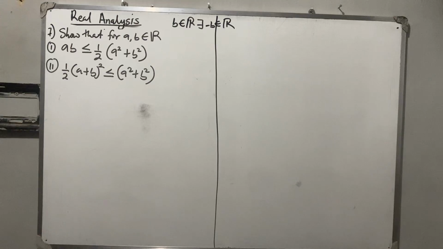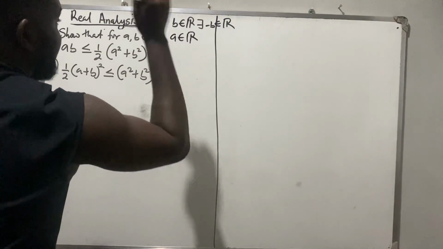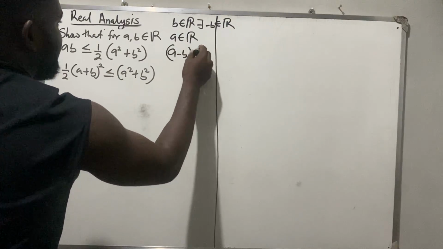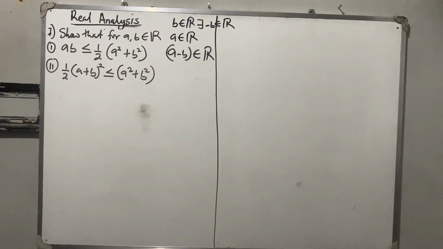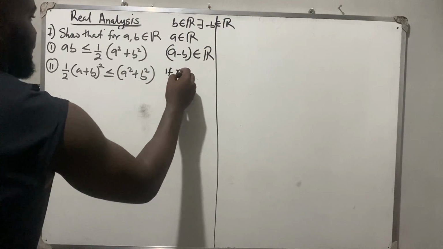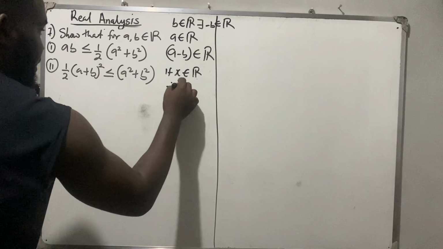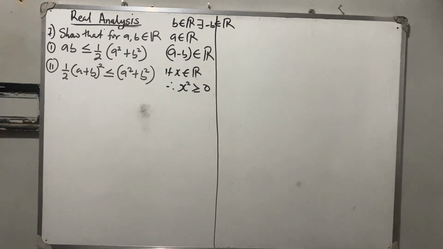Then we still have that A belongs to R. If A belongs to R, therefore A minus B will equally belong to R. Yes, they will all belong to R. Another thing you should take note of is that if X belongs to R, therefore X squared must be greater than or equal to 0. Once you take note of this, we can now start the proof. So let us now prove this.